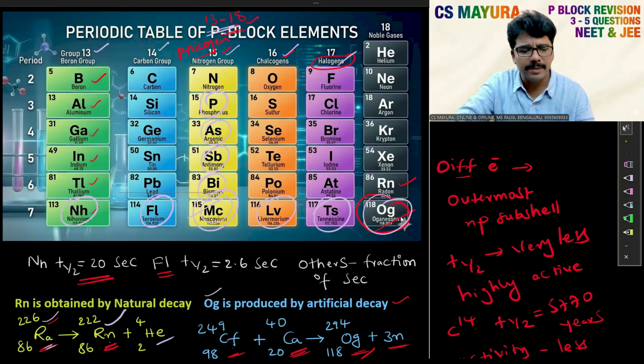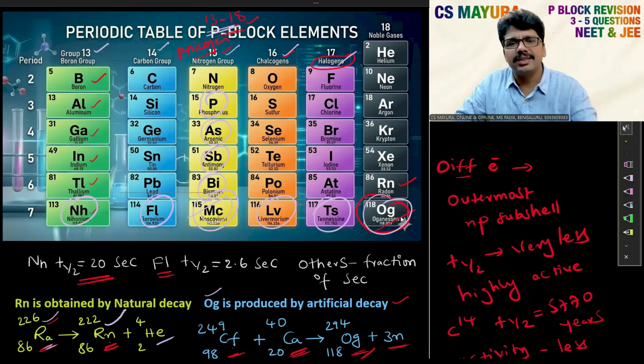NaCl is rock salt, right? KCl is sylvine. So, like NaCl and KCl, very few minerals are possible without oxygen and sulfur. Almost all minerals are coming with oxygen and sulfur. So that's why these 16th group elements are called chalcogens, because they are with oxygen and sulfur.